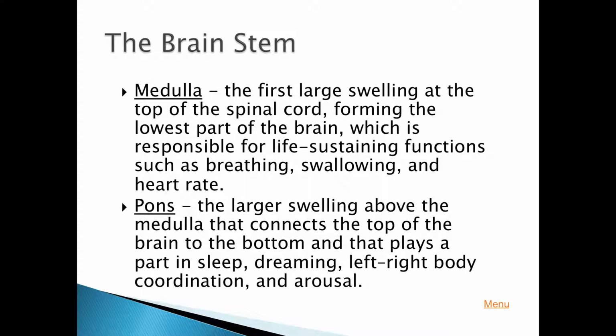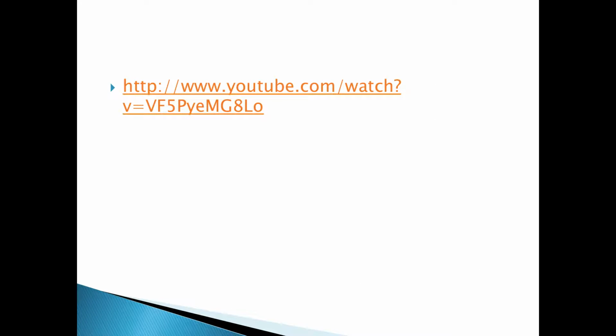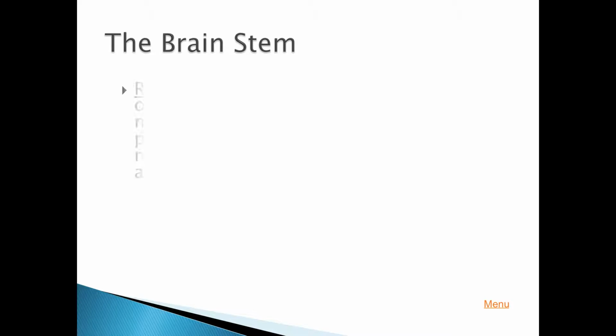The pons is a large swelling that sits right above the medulla. Again, it is sort of towards the bottom section of the brain, and it seems to play a role in sleep, dreaming, left-right body coordination, and arousal tendencies. The other thing in the pons is that there are a lot of motor neurons that run out from the brain to other parts, your muscles. We'll do that in a second.